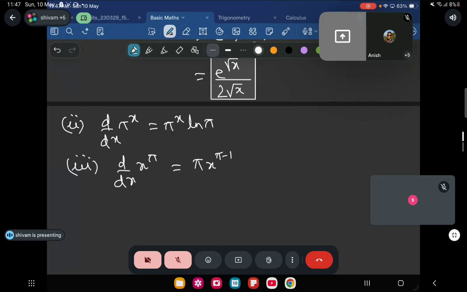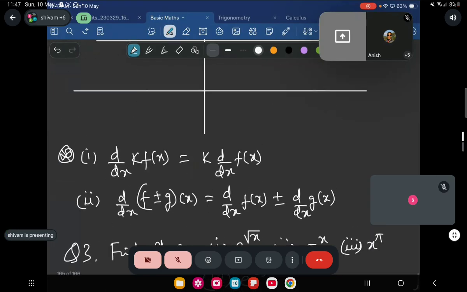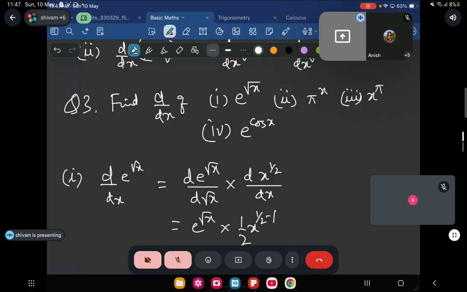Right, tell me. Are people getting? d by dx of x to the power pi will be equal to pi x to the power pi minus 1, that is n x to the power n minus 1. Next. Number 4. e to the power cos x.